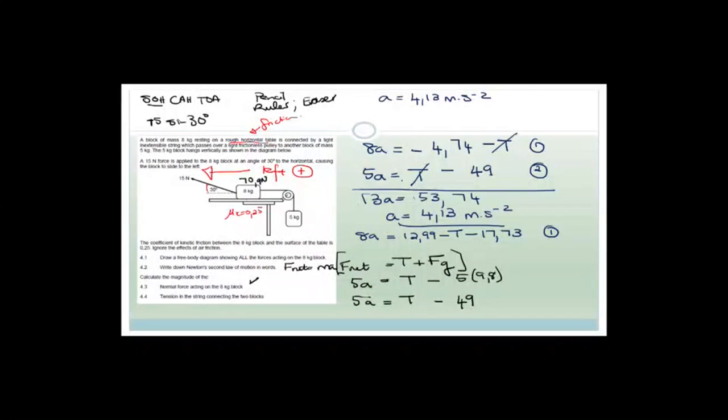But now we wanted the tension. We wanted the tension. So we know the tension is going to equal 5a plus 49. So that's going to be 5 times the 4.13 plus the 49, which gives you 69.67. So it's 69.67 newtons. And there you go. That is the tension, the strain connecting the two blocks.